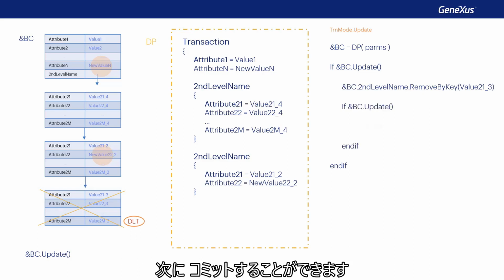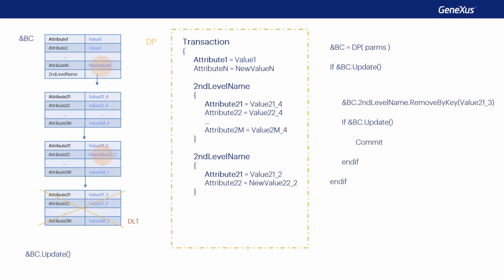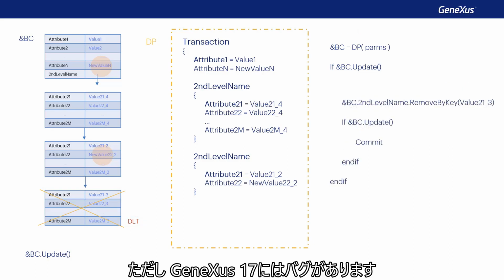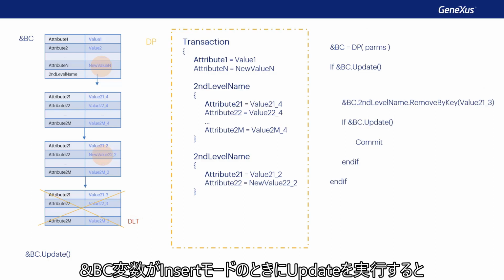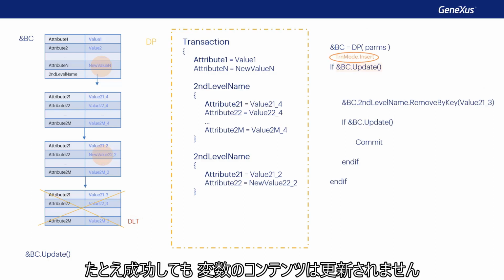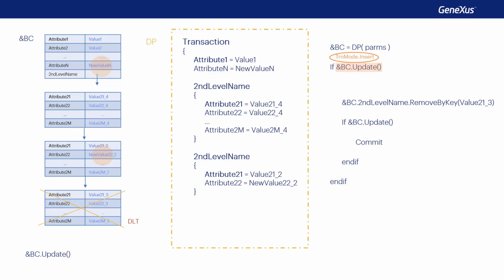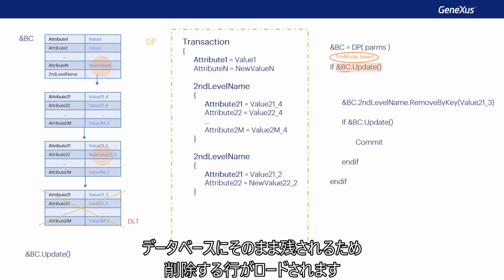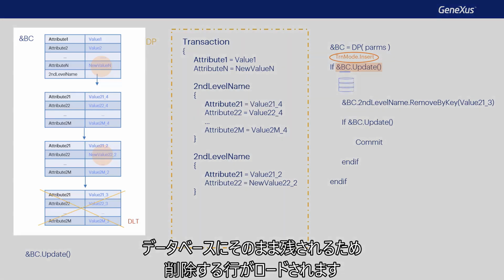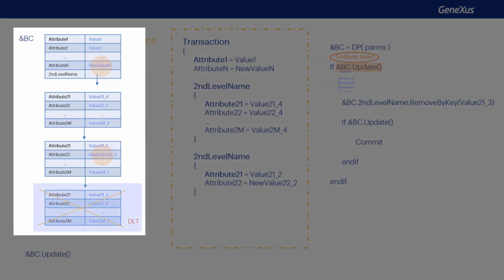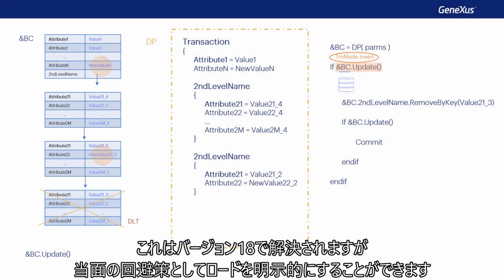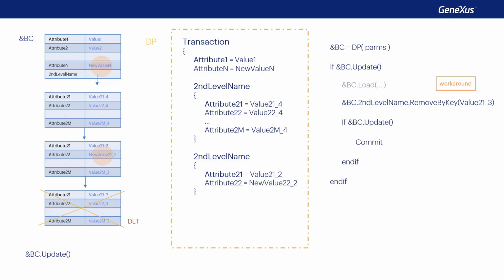Next, we'll be able to commit. However, in Genexus 17, there's a bug, so if the BC variable is in insert mode when the update is made, even if it's successful, the content of the variable is not updated. It's left in the database as is, and therefore, the line that we want to delete is loaded. This will be solved in version 18, but for now as a workaround, we can make the load explicit.